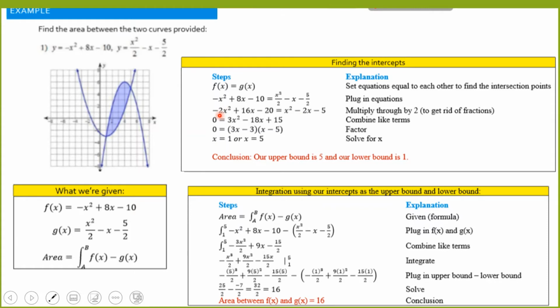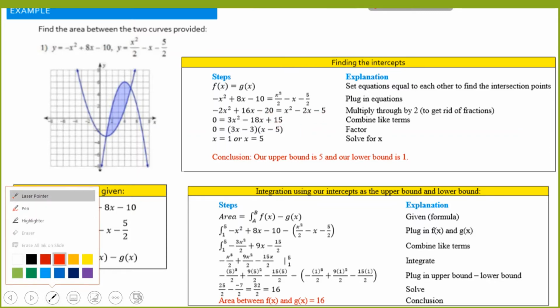So this is negative 2x squared. If I want to get rid of it, I'll add 2x squared to both sides. X squared plus 2x squared is 3x squared. Okay, to get rid of the positive 16x, I would have to subtract 16x from both sides. Negative 2 minus 16 is negative 18. To get rid of the negative 20, I would have to add 20 to both sides. Negative 5 plus 20 is negative 15.